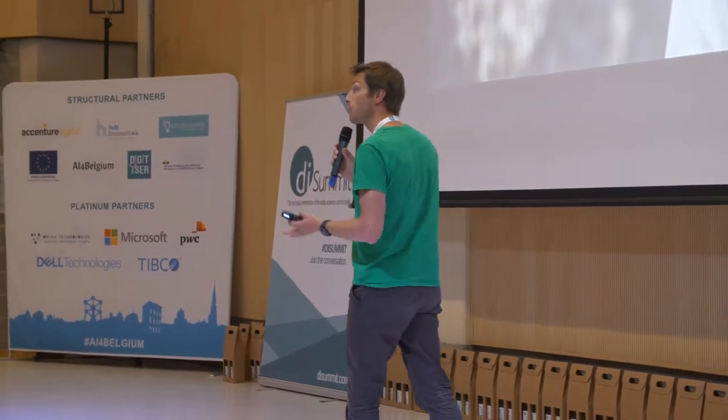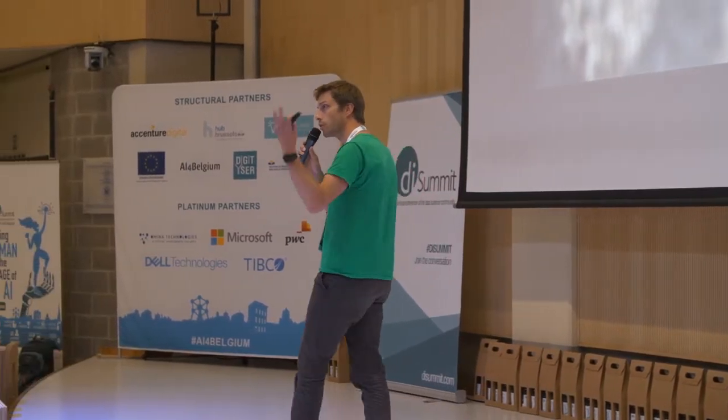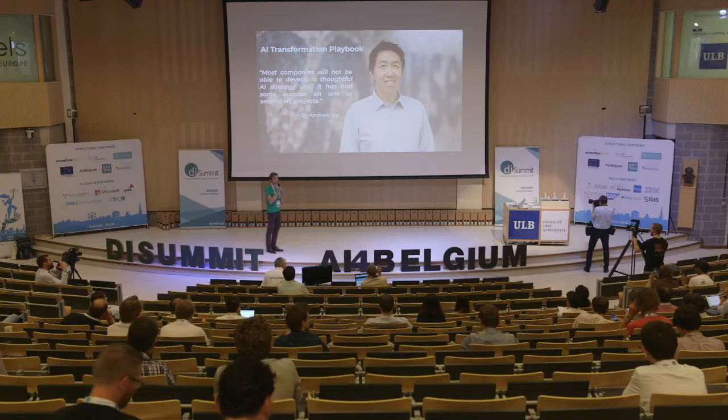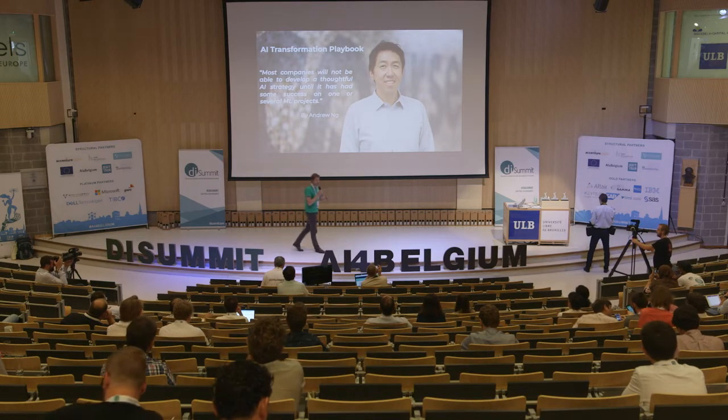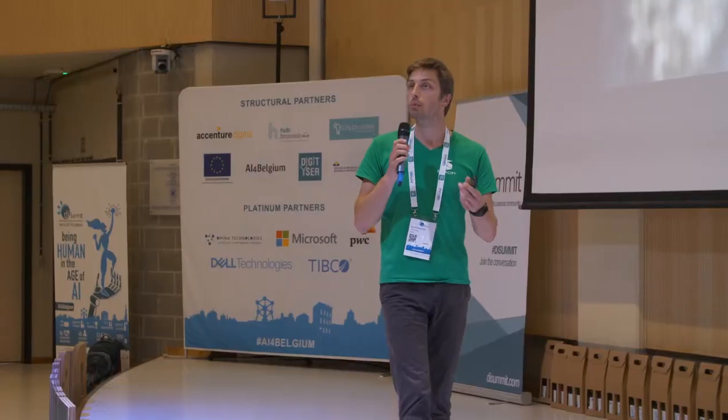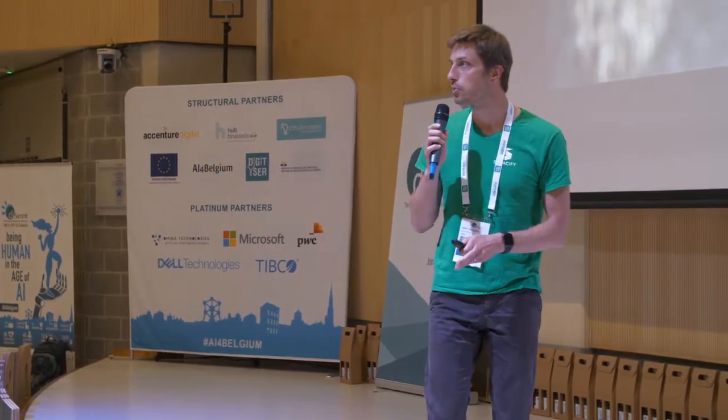So a good resource to start reading with is the AI Transformation Playbook by Andrew Ng, one of the top thinkers and top minds in artificial intelligence in the world. He describes in 4 or 5 steps how a company should become good at AI. I'm going to describe some of them here.